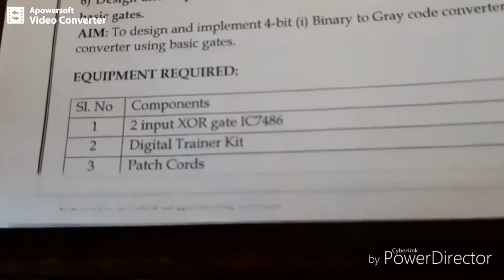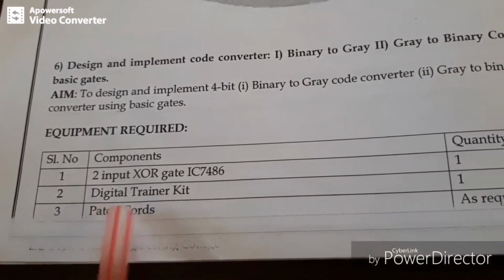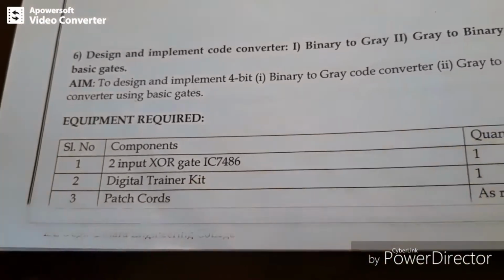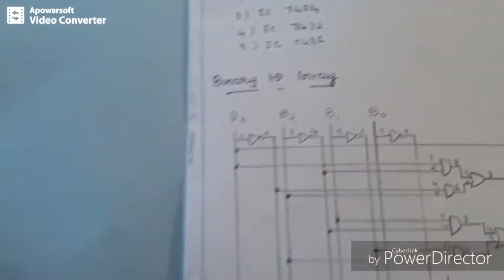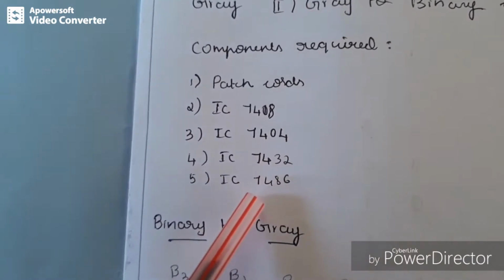The components required here are 2-input XOR gate, digital trainer kit and patch cords. And other than that, we also need ICs 7408, 7404, 7432, 7486.